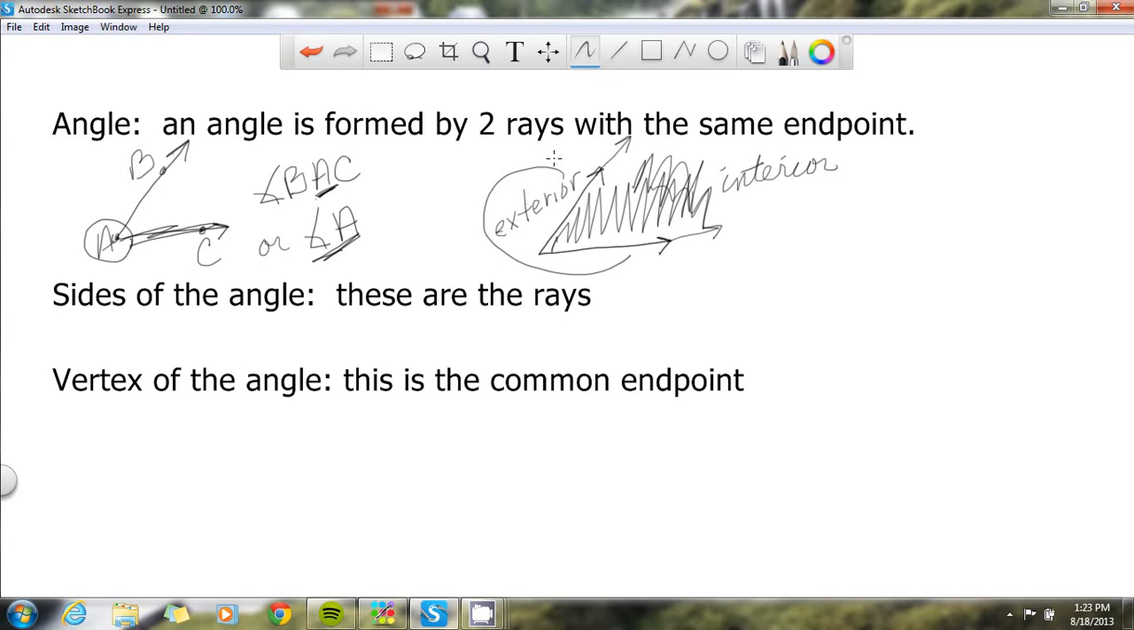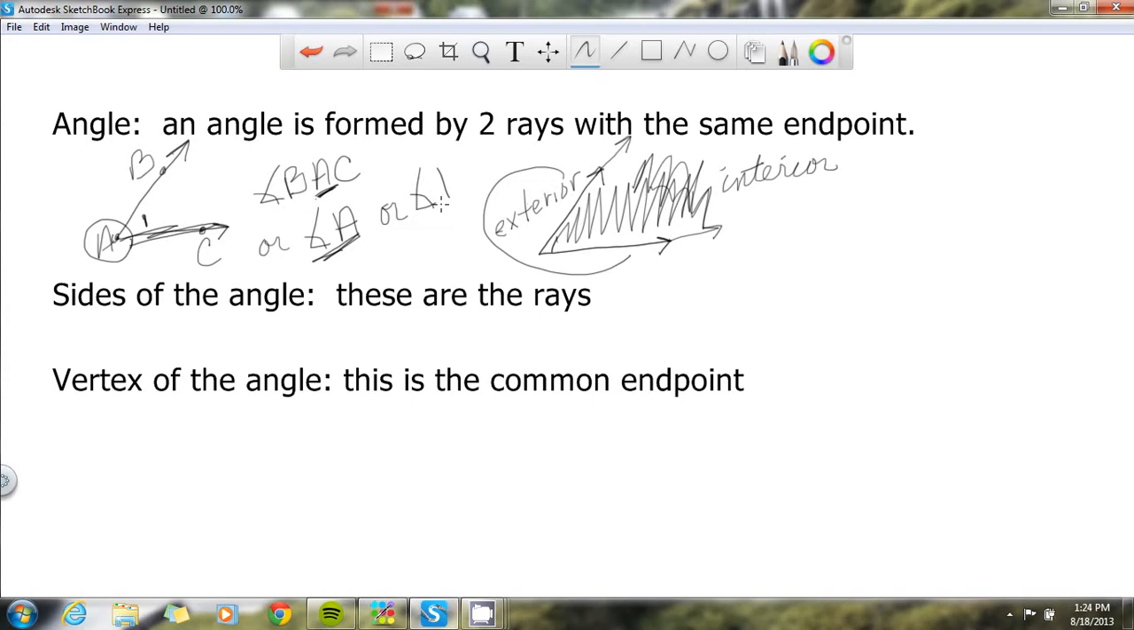Now another way we can name angles, for instance, let's go back over here to angle BAC, or I could call it angle CAB. It does not matter which order we call it. It may also have a number written inside the angle. This could also be called angle 1. Notice how we put the angle symbol in front of it. Angle 1.